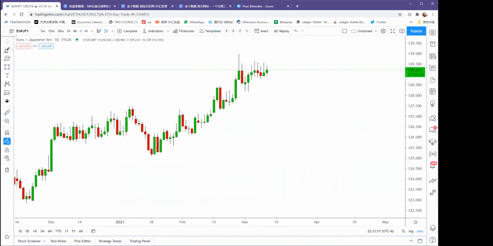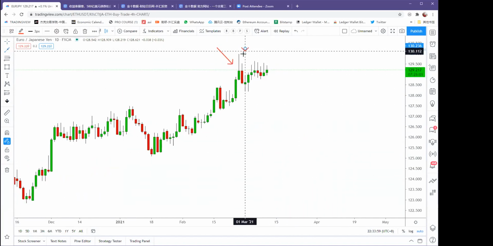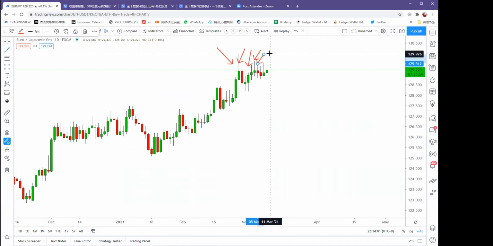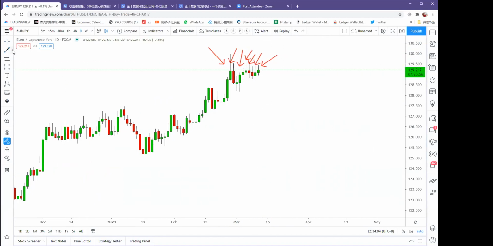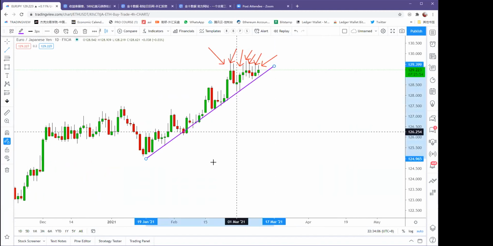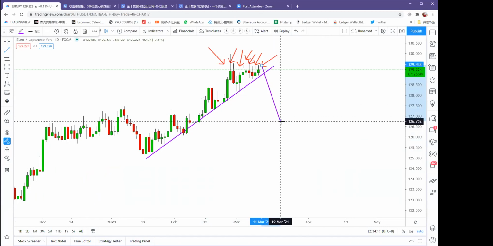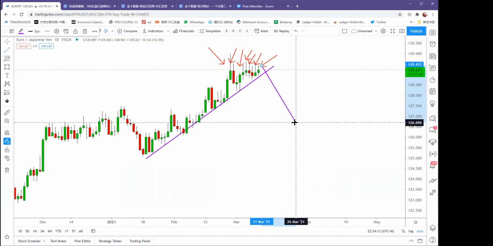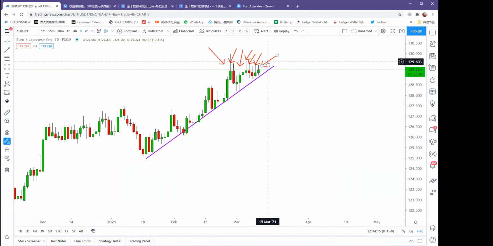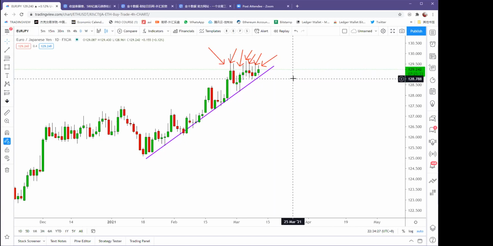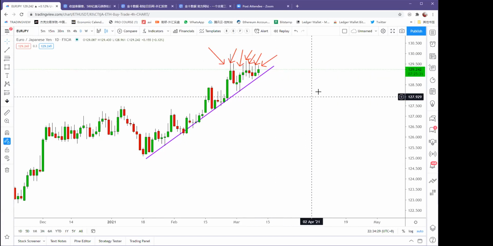Okay, and all this pin tells you there are a lot of sellers here. Once the euro yen breaks the channel, a big drop will come, maybe to 127 or 126. So find some selling opportunities in euro yen. Because the euro is not very strong, the dollar yen may go down. That's why it's wise for us to sell some euro yen.